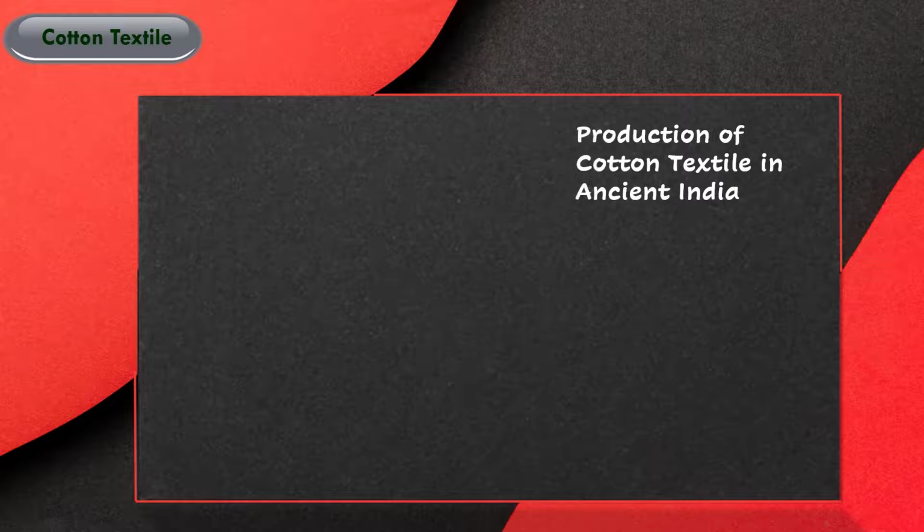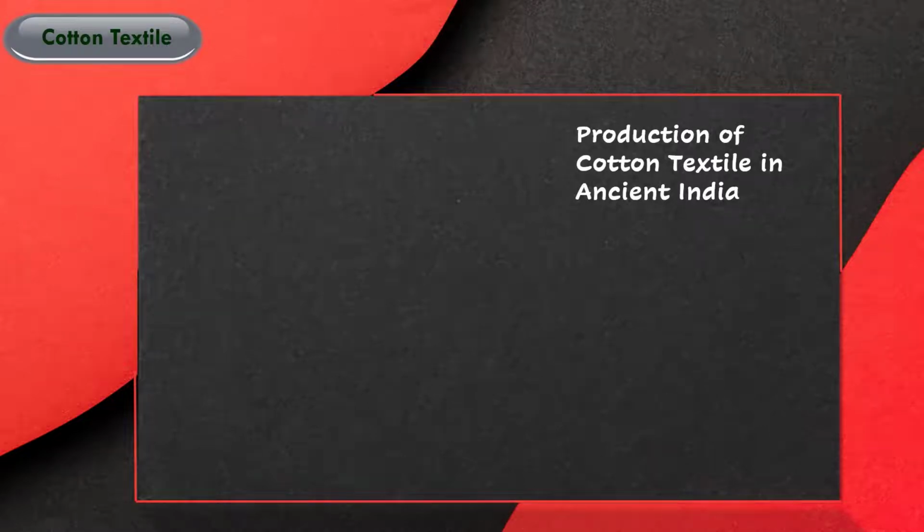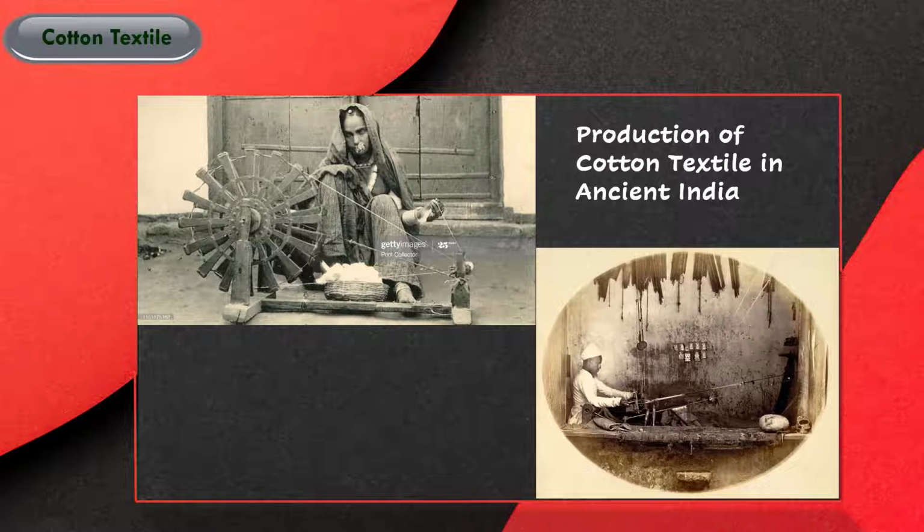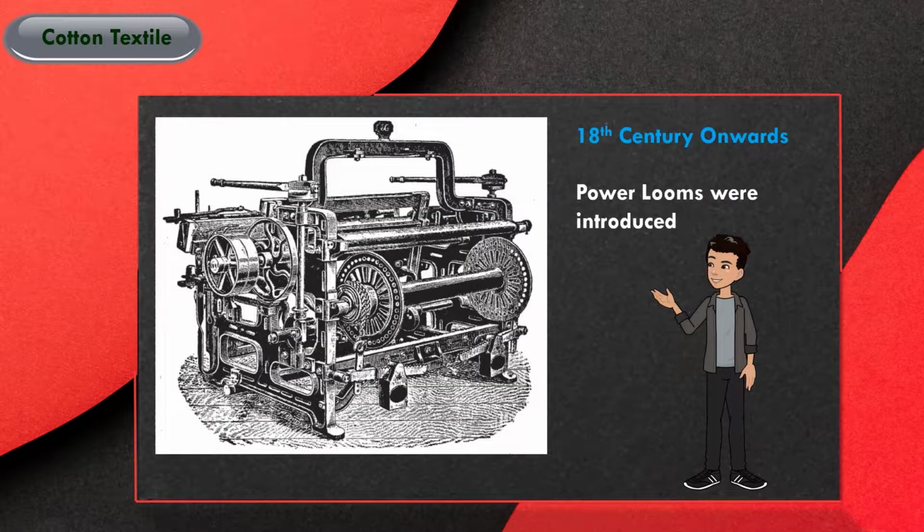Let's go back in time and learn a bit of the history of cotton textile industry. Indian cotton textile was in great demand in Europe. Though the production happened in traditional spinning wheels and hand looms, Indian spinners and weavers produced the best quality cotton products. Power loom was invented in England in the 18th century. Large mills were set up in Manchester and Liverpool. This led to the downfall of textile industry in India.